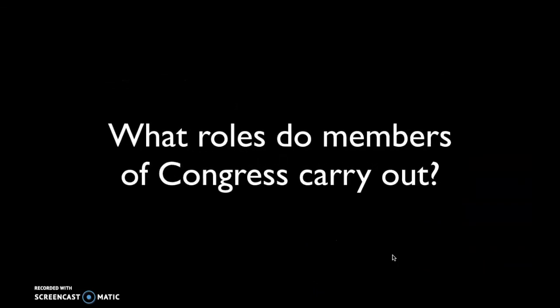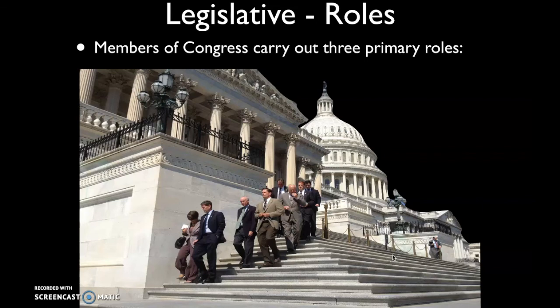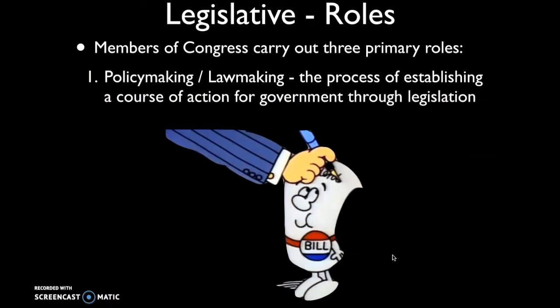What roles do members of Congress carry out? So when it comes to Congress, there are really three primary roles that legislators play. First, that role of policymaking, of lawmaking. They establish a course of action for government by crafting legislation and voting on legislation. That is a role that we'll get into a lot more deeply in a subsequent video.